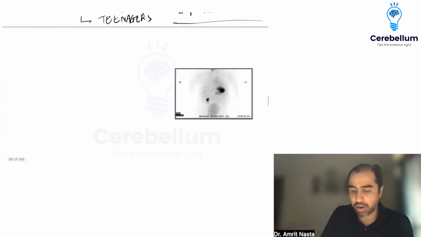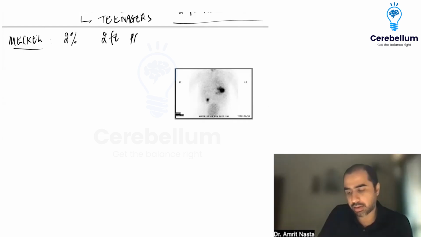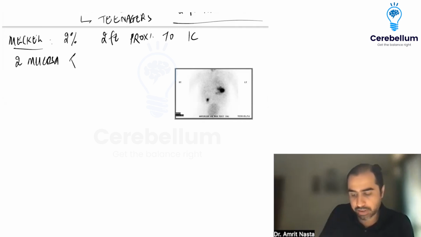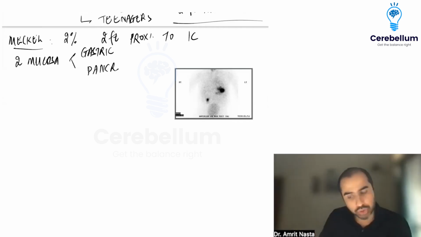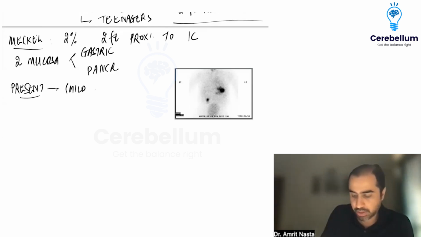Okay, so remember Meckel's diverticulum, the rule of 2 is okay. It is seen in 2% of the population. It is seen 2 feet proximal to the IC junction. And those are not the important rules. The important rule is that it contains 2 types of mucosa. One is gastric, the other is pancreatic. They ask this in MCQs. If it contains gastric mucosa, it will present with PR bleed in a child. So the presentation in a child is going to be PR bleed.